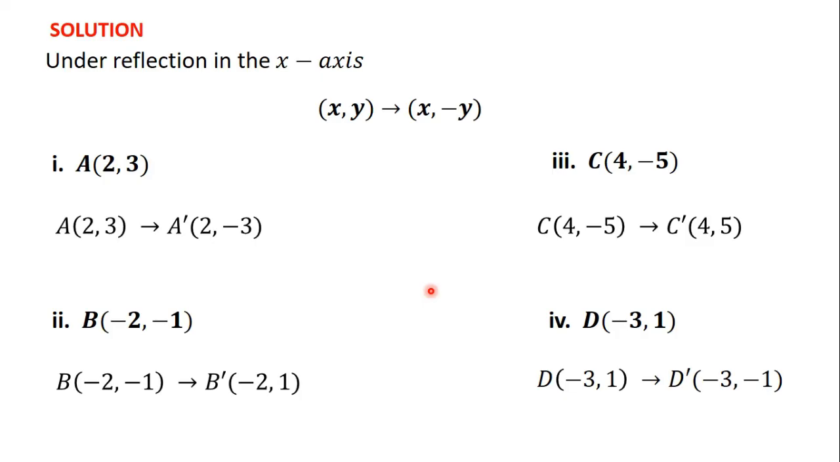So you can see that it is very simple. When we reflect a point in the x-axis, or the line y is equal to 0, this is the rule of the transformation: (x, y) will give us (x, -y). So to find the image, you keep the x coordinate as it is, then you negate the y coordinate.